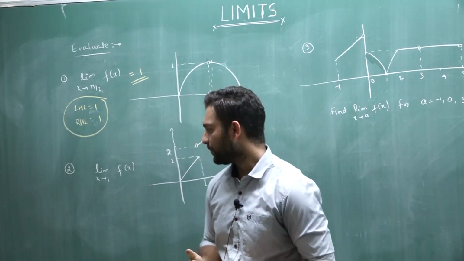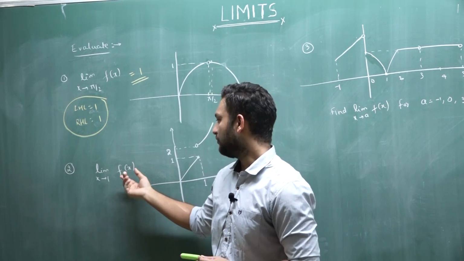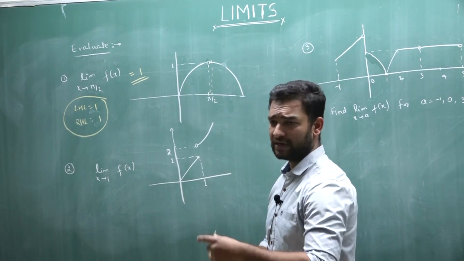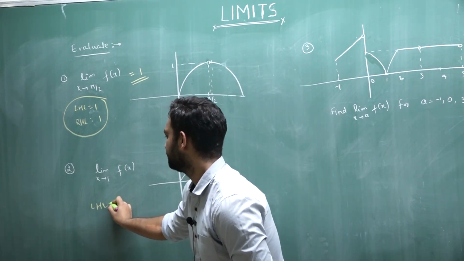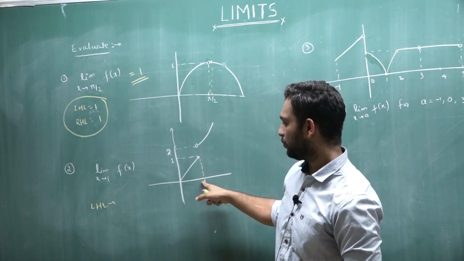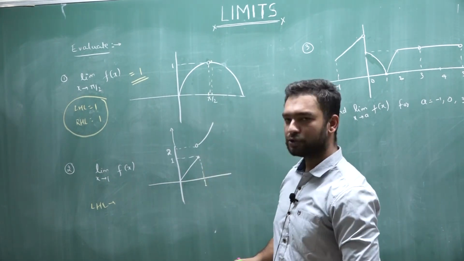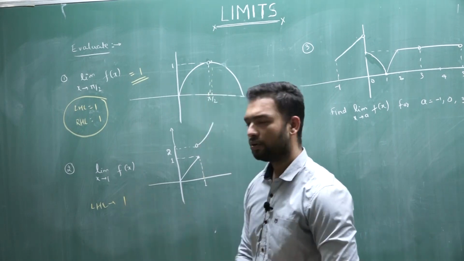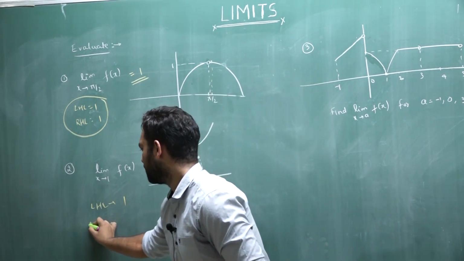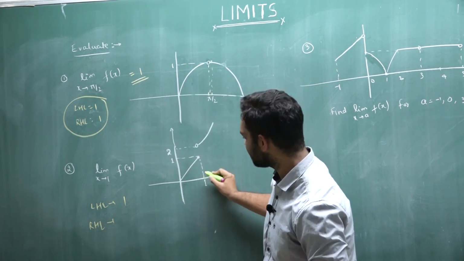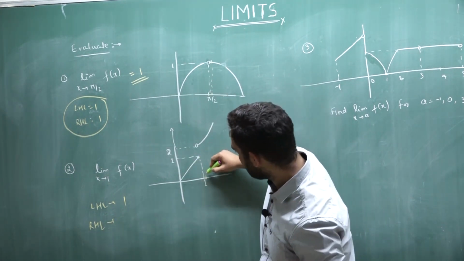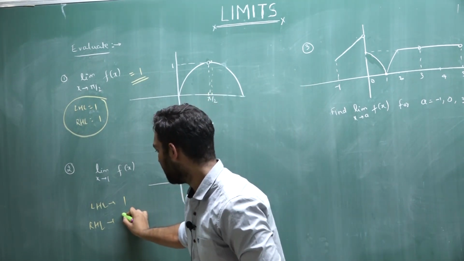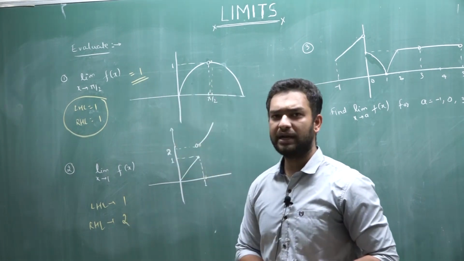Okay, coming to the second example, what you have to find is the limit as x is tending to 1 of f of x. The graph of f of x is given to you here. First again we'll find the left hand limit. We are approaching from the left hand side towards 1. Very close to 1, on the left hand side of 1, the value of f of x is tending to 1. Next, if you move to the right hand side of 1, let's say x plus h, the value of f of x here will be somewhat close to 2. So the right hand limit is 2.